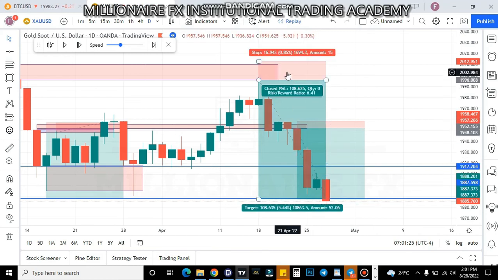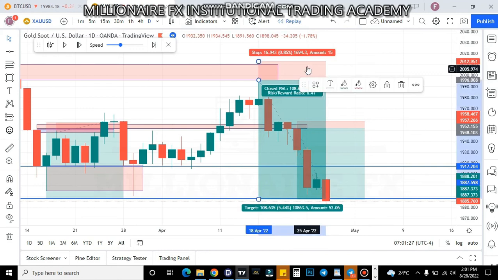Check this out. We had risked 169 pips in a reverse for 1086 pips. It makes perfect sense. This is why I tell you, when somebody is teaching you a formula, just know, and this is the retail formula, all right, SMC, okay?